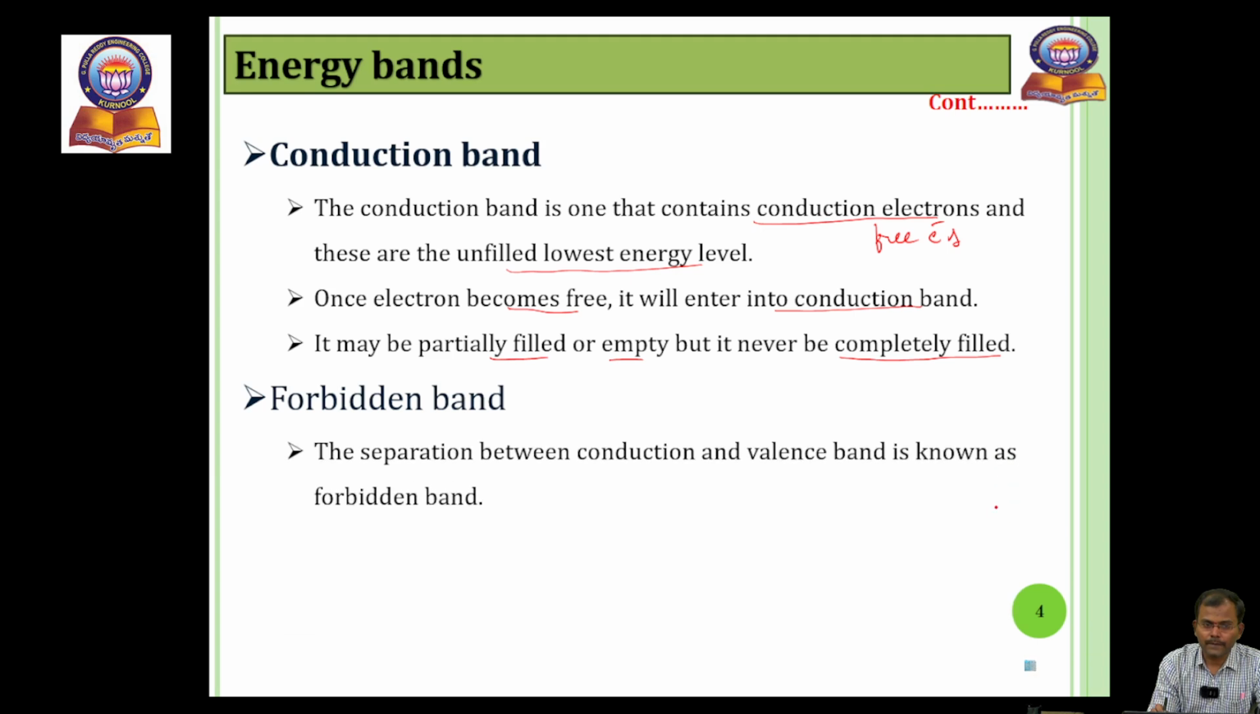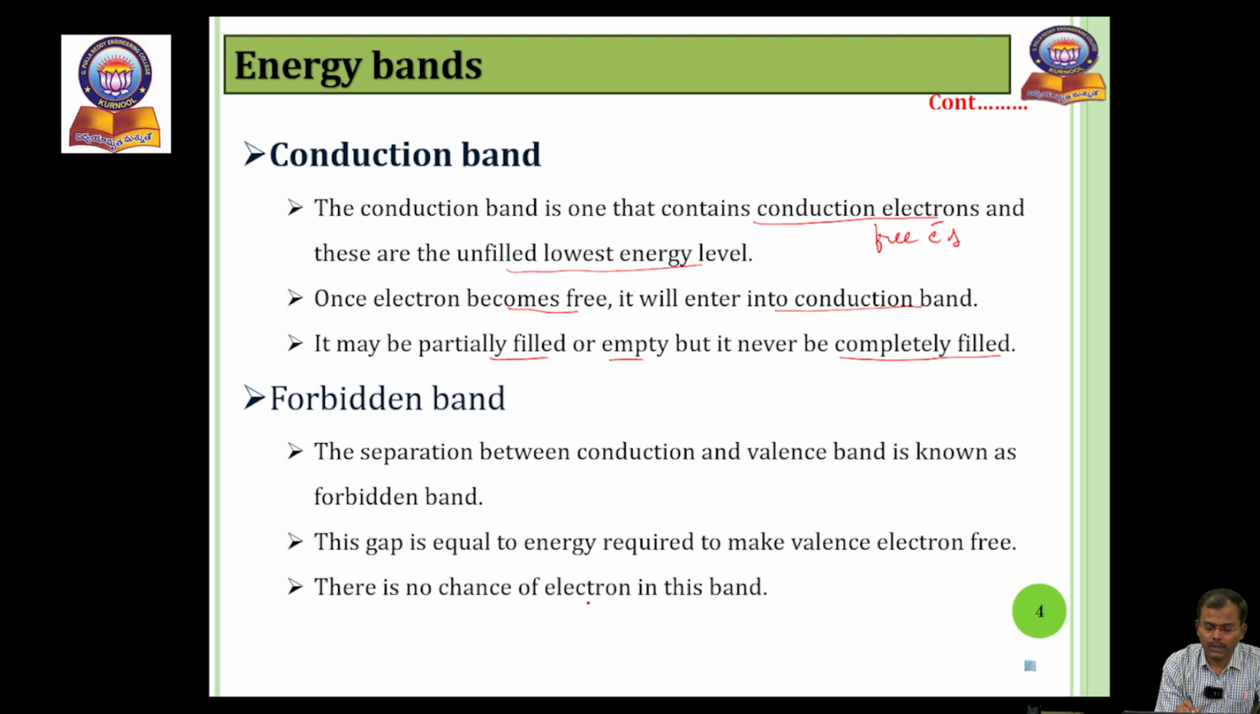Forbidden band. The separation between the conduction and valency band is known as the forbidden band. This gap is equal to the energy required to make a valency electron free. There is no chance of electrons in this band, so remember this. It is the separation between the conduction and the valency band.